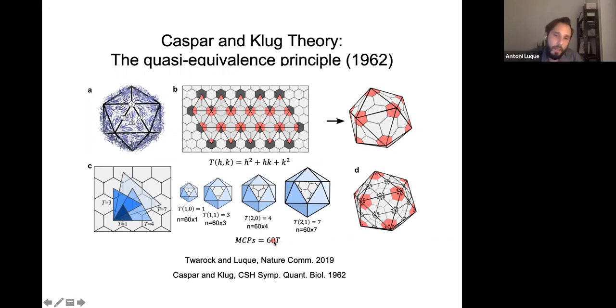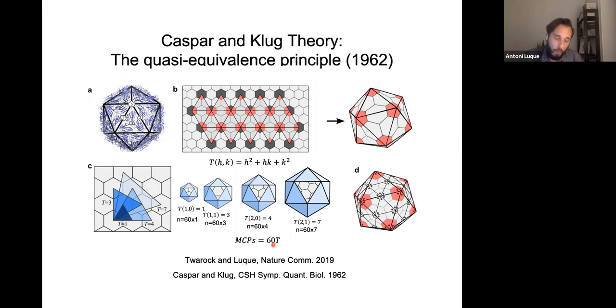Now, this stoichiometric formula of how many proteins you need on a capsid was crucial to use the theory for more than 60 years, because many of the capsids that people were reconstructing were multiples of 60. So it was very nice to fit it in.